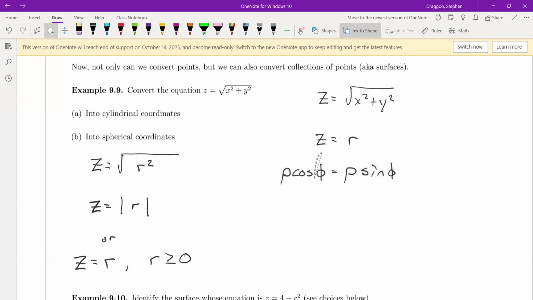Let's try and keep my equal signs lined up. And again, I'm specifically looking at the phi angle, which is the one measured from the z-axis. And I want to simplify this thing. So I'm going to divide everything over to the right side, which will give me rho sine phi over rho cosine phi, which simplifies to just tangent of phi.